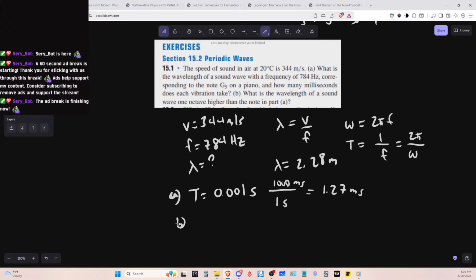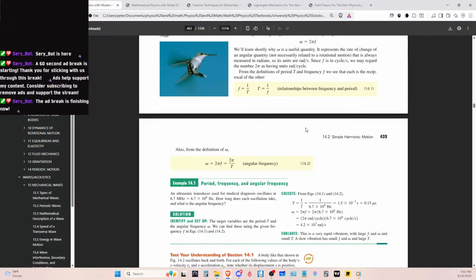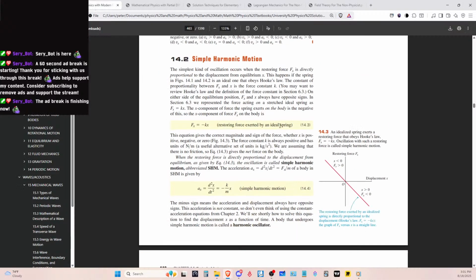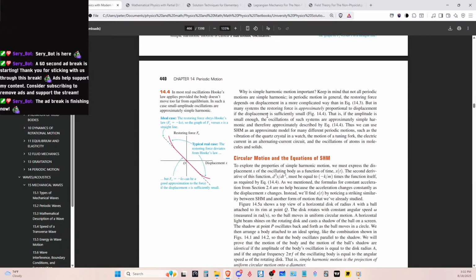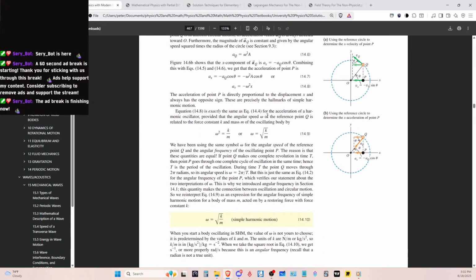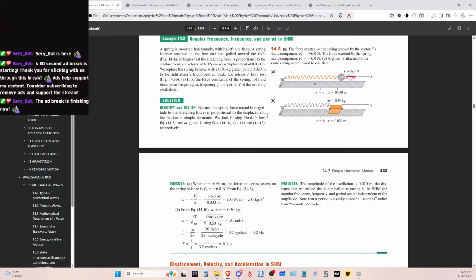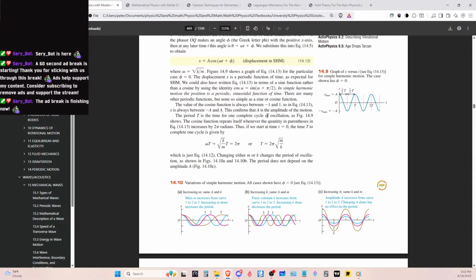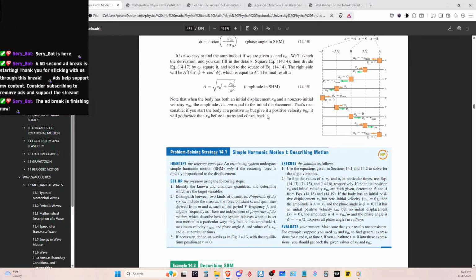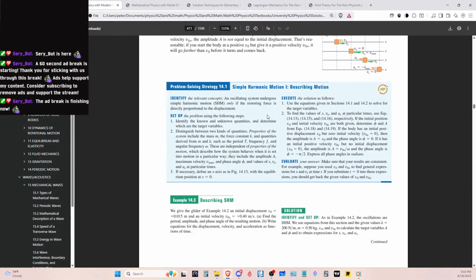to write down for B here. What is the wavelength of sound one octave higher than the note in part A? Dang, I forgot what an octave was. Octave. Oh, we have simple harmonic motion. We'll probably end up going back and forth with this chapter, because, yeah, that's what happens when you skip around. But I'm pretty sure we can handle it.